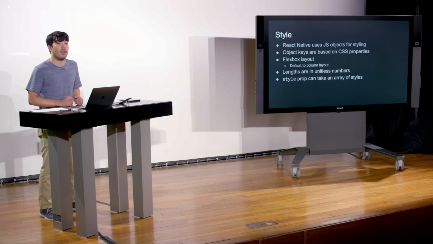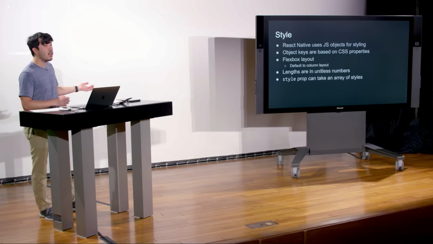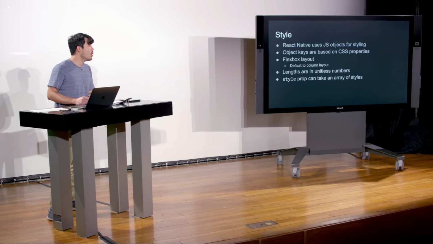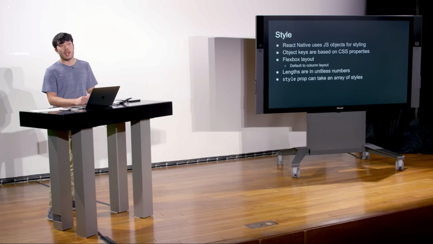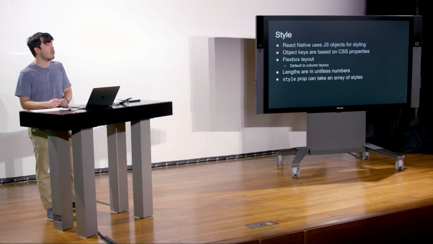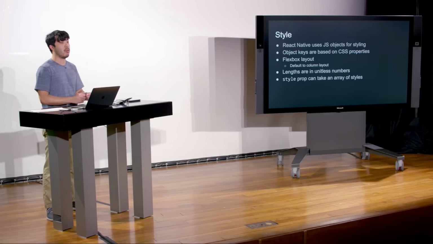The style prop, so the way that you style a given component is by assigning that JavaScript object to a style prop. And it can actually take an array of styles. And so if you wanted to have a bunch of different class names in React Web, you just start adding those with a space in between. But in React Native, you handle that by passing an array of styles.